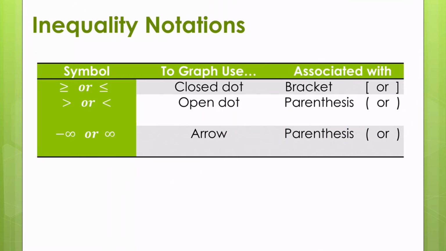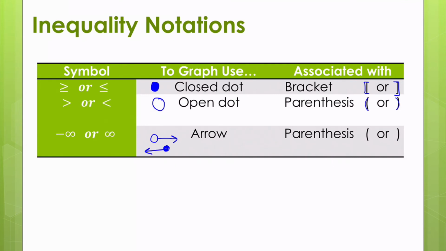If you take a look at the inequality notations here, when we talk about graphing, you can use this as a little cheat to help you. So greater than or equal to, less than or equal to, it's going to be a closed dot when you graph it. And when you write your solution set, you're actually going to be using brackets to show that. Greater than or less than is going to be an open dot, and I'm going to be using just normal parentheses. And whenever we talk about negative infinity or positive infinity, I'm going to be using an arrow. So something that looks like this, or it could possibly even look like this.